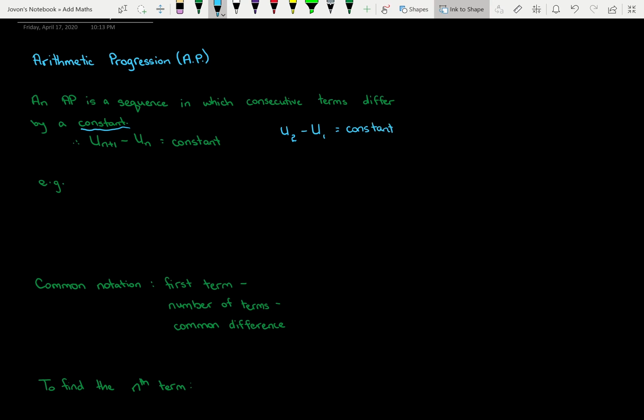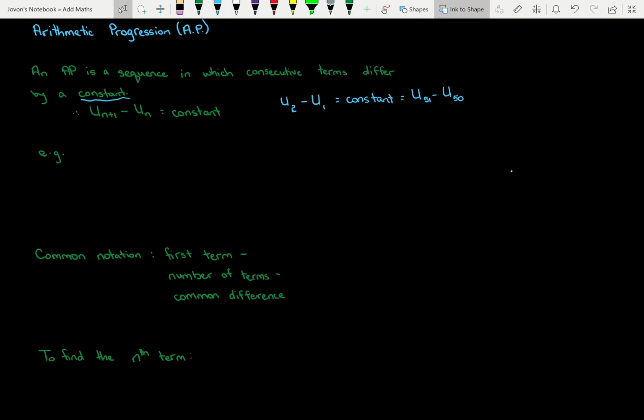And note here that this is for consecutive terms is equal to a constant. So this would also be equal to, let's see, u51 minus u50. And they're all supposed to give us a constant value. So that's why we could generalize it and say that u(n+1) minus u of n is equal to a constant. So let's say we have an arithmetic progression of 1, 2, 3, 4.